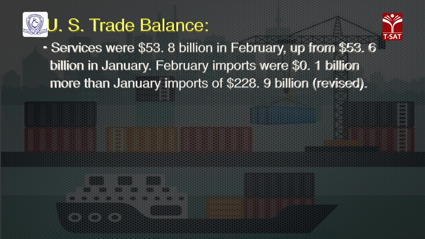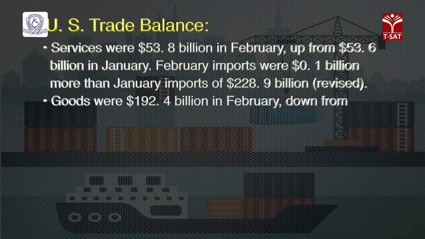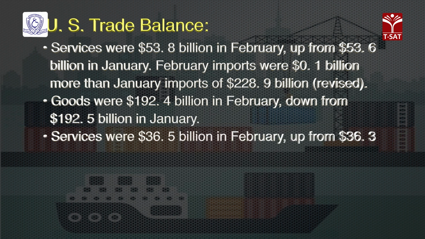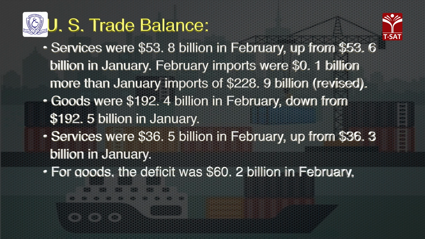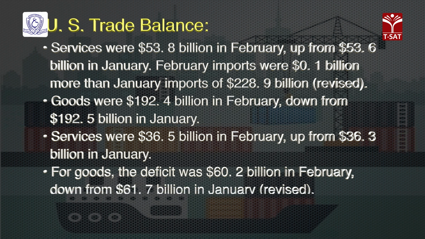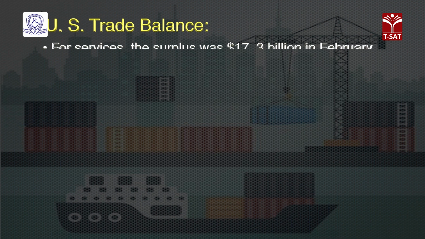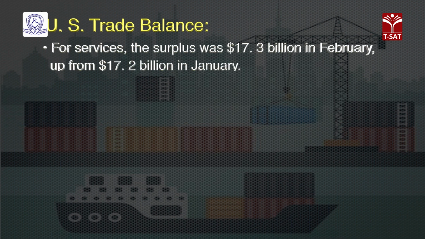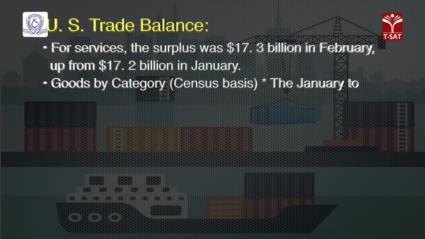So February imports were $0.1 billion more than January imports of $228.9 billion. Goods were $192.4 billion in February, down from $192.5 billion in January. Services were $36.5 billion in February, up from $36.3 billion in January. For goods, the deficit was $60.2 billion in February, down from $61.7 billion in January. For services, the surplus was $17.3 billion in February, up from $17.2 billion in January.